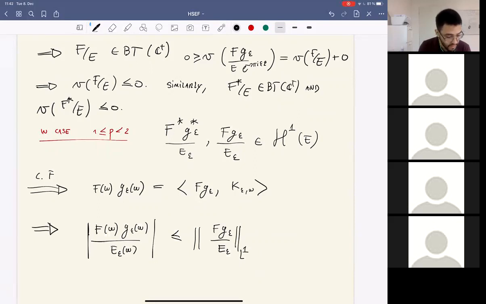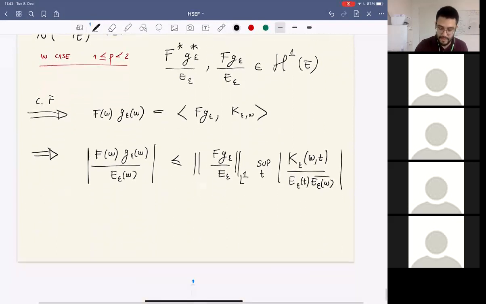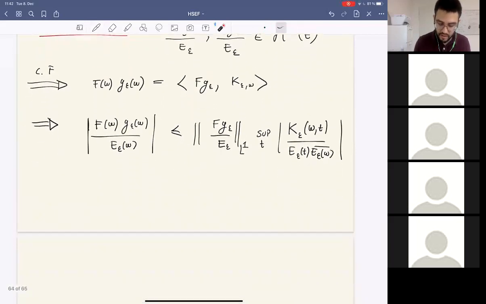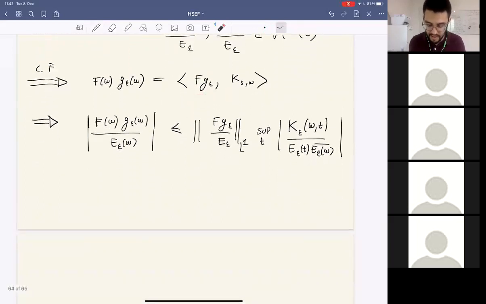And then in the right hand side, you get the sup. But since I divided by that, we get the sup in T on the real line of K epsilon W T divided by E epsilon T E epsilon W. We can even put a bar here. Okay. So this is the inner product, and what I'm just doing is I'm taking the L1 on a bit and the L infinity in the other bit. Okay, but then we have a formula for this.